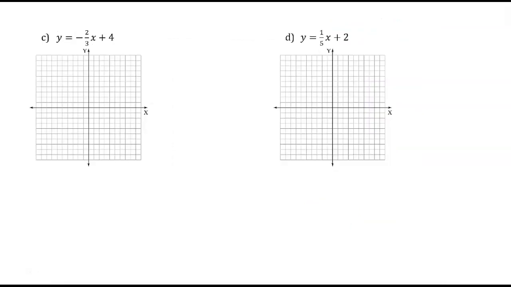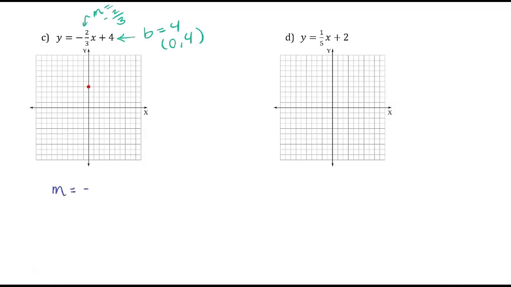Here in part C, we have the equation y equals negative 2/3 x plus 4. We know that this means that our slope, m, is equal to negative 2/3. We also know that with our constant term b equal to 4, this means that we have a y-intercept of 0, 4. Let's plot that y-intercept. We can now use our slope to plot some more points.